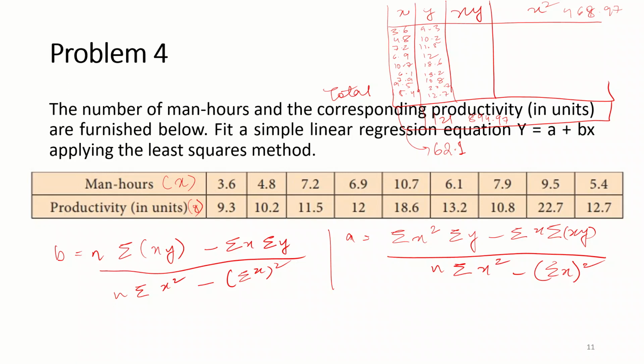XY, how much are people getting? XY 1043.59. Okay. What are the terms? Can you tell from the top? X square is 468.97. Just tell me XY, only the column of XY. The summation of XY comes to 1043.59. No, just tell me all the terms of XY.